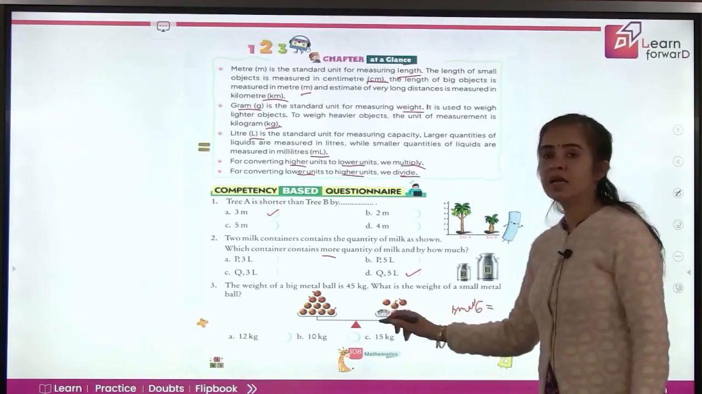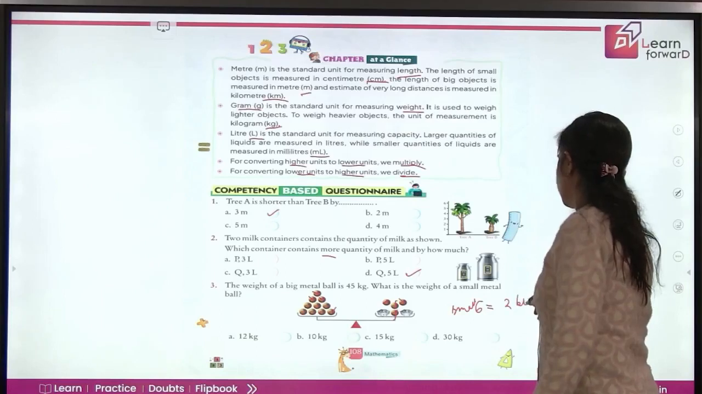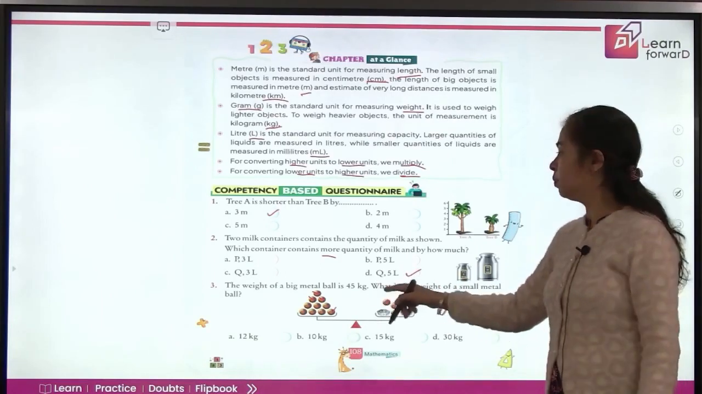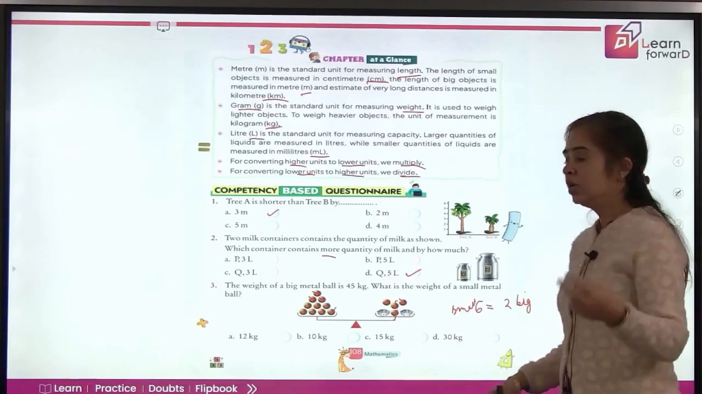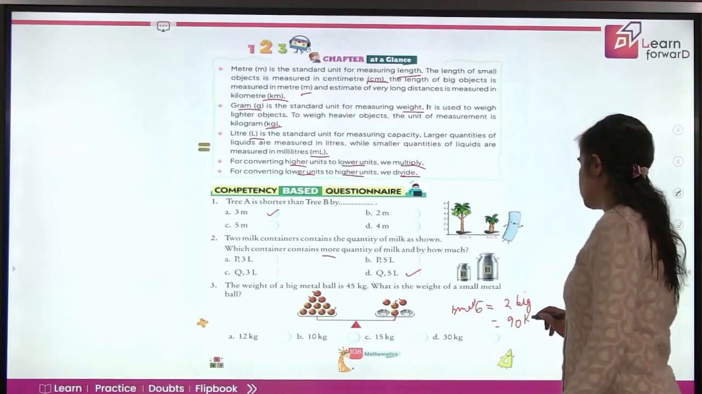Small 6 balls are equal to how many big? 2 big metal balls. And what is the weight of one big metal ball? 45 kg. So, what will be the weight of 2 big metal balls? It will be 90 kg. That means your 6 metal balls are 90 kg.